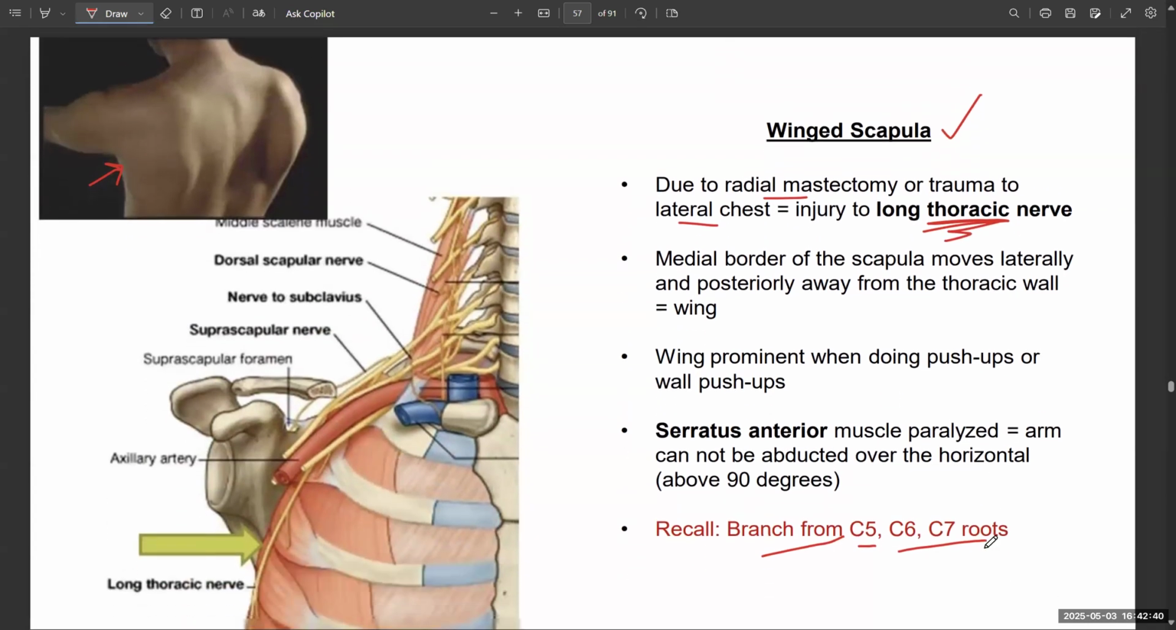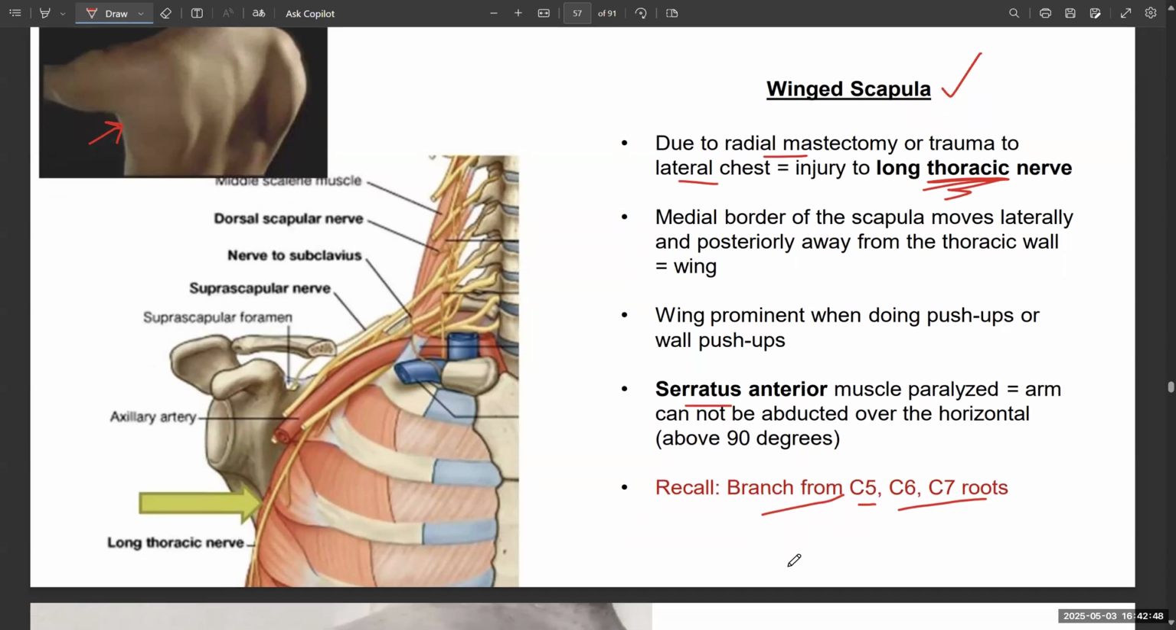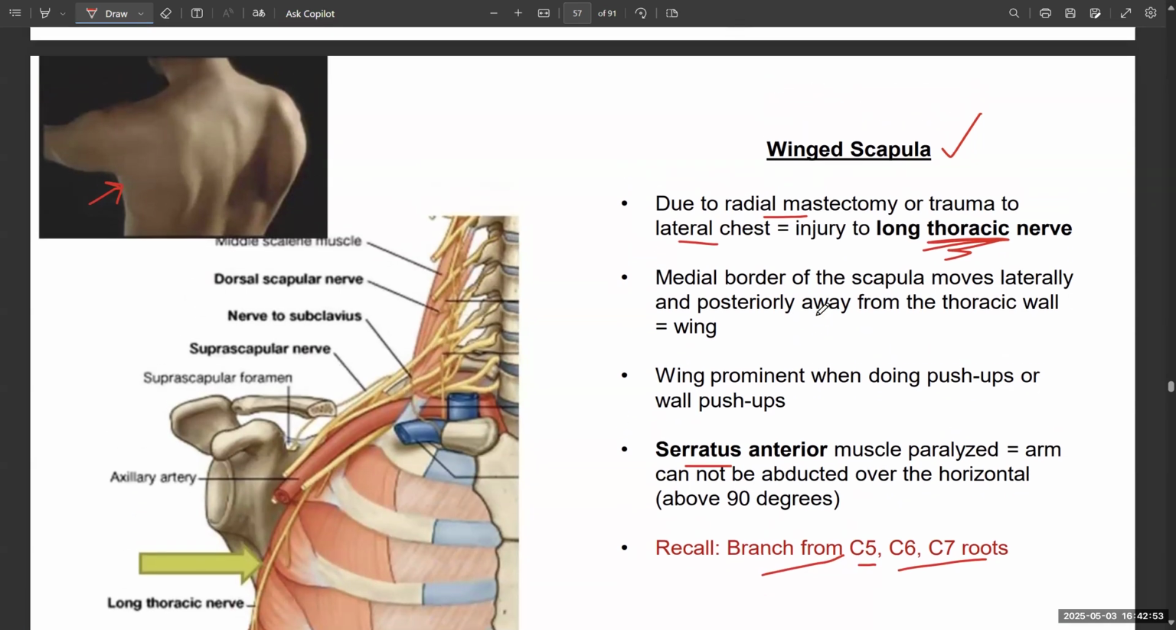Now, what the long thoracic nerve does is that it supplies the serratus anterior. The serratus anterior is what's going to hold the scapula against the back. So when you don't have that innervation, when your serratus anterior itself is paralyzed, you're going to have the medial border of the scapula moving laterally and posteriorly away from the thoracic wall, and that is going to give you an appearance of a wing.